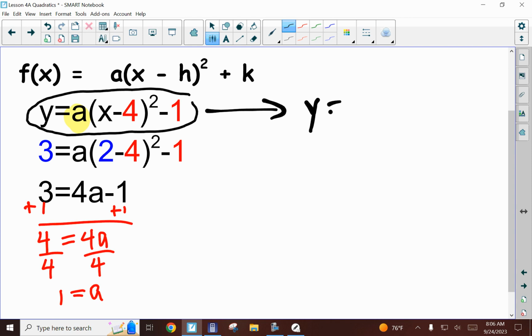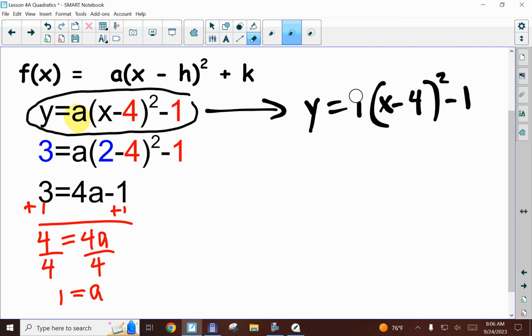So it's going to be y equals, now you can put the 1 in front if you want, but it's not necessary. So it could look like this if you'd like it to. And then x minus 4, and then minus 1. And again, this 1 in front is not really necessary, so if you want to take it off, you can. But that's your final answer.